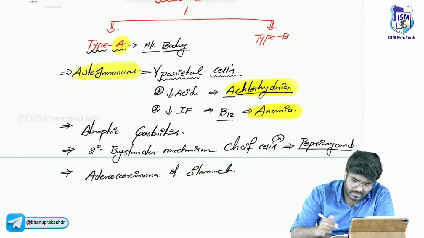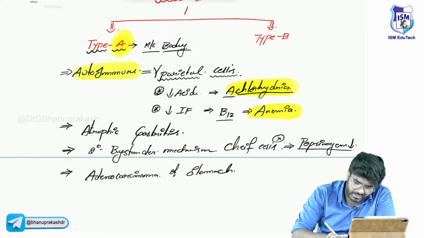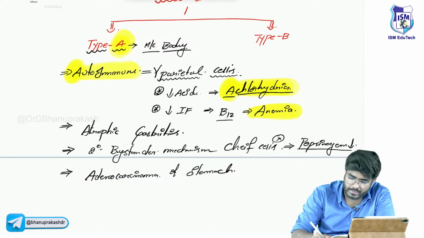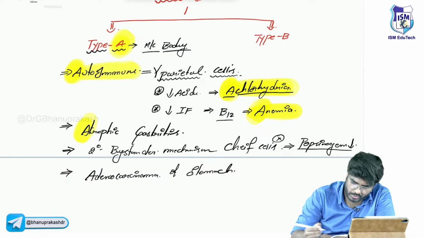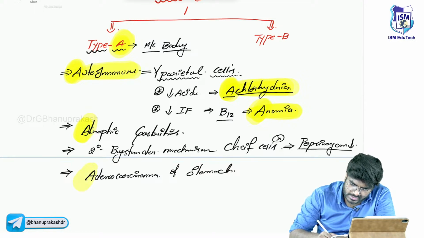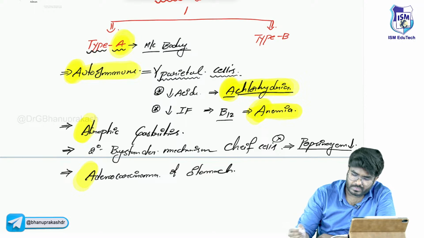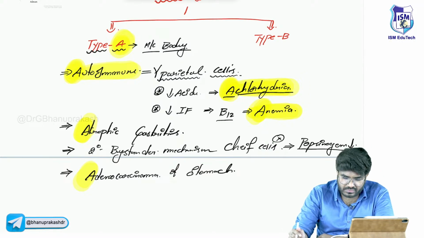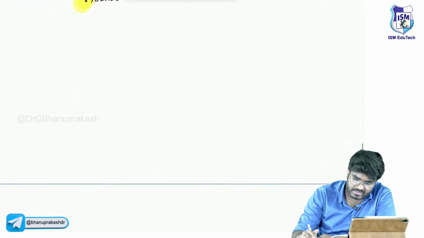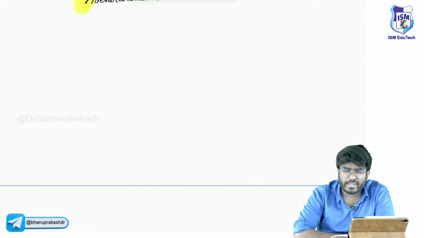So type A gastritis: A, here also autoimmune, A; achlorhydria, one more A; anemia, one more A; atrophic gastritis, one more A; adenocarcinoma of the stomach, one more A. Okay, so these are the important points which I want you to know. After this, let's discuss important points about chronic gastritis.